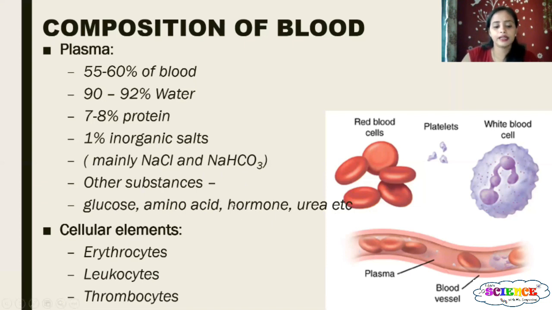Then comes the cellular element. The cellular element includes erythrocytes, which are red blood cells. Erythros means red, cyte means cell. Leukocytes: leuko means white, so white blood cells. And thrombocytes, which are also called platelets. We are going to understand each component of the cellular element one by one. Plasma we have done.